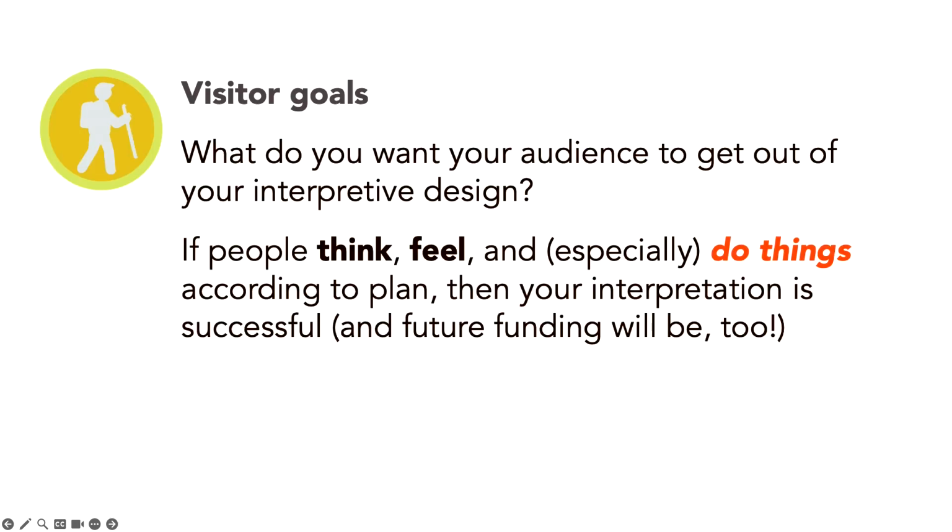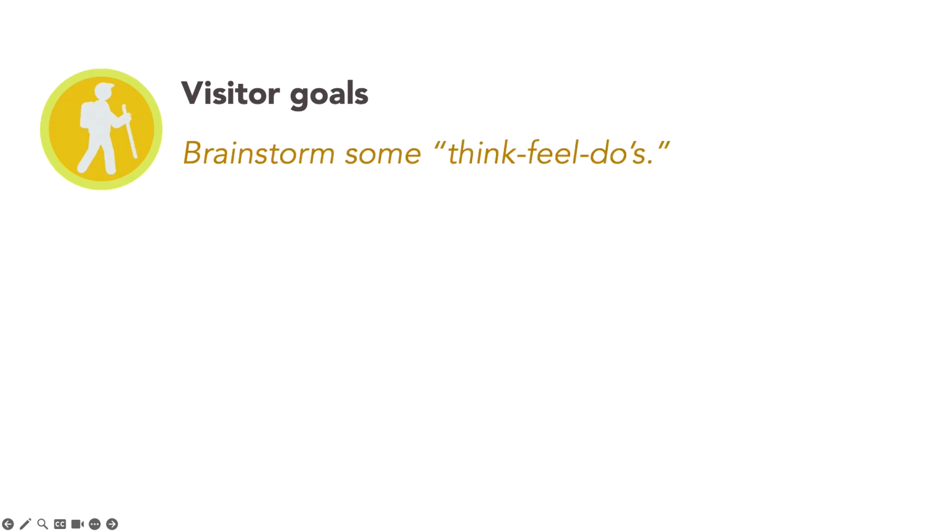Okay, so visitor goals. This one's more straightforward. What do you want your audience to get out of your sign? If people learn and feel certain things and especially do certain things according to your plan, then your interpretation is successful. That also helps with securing funding for future interpretation because you can prove that you know what you're doing and you're making actual change at your site. So write down a few things that you'd like for visitors to think about, how you want them to feel as they engage with your sign, and any actions that you'd like them to take.